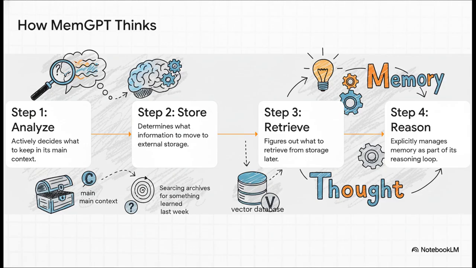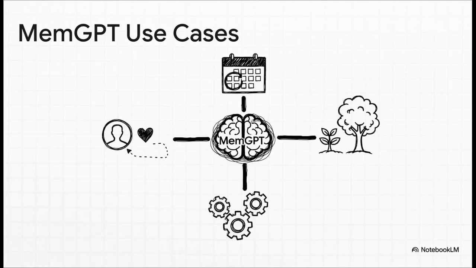Should I save this new fact to my long-term vector database? Wait, do I need to search my archives for that thing I learned last week? Memory management becomes a tool that the agent uses to reason. This whole active memory thing makes MemGPT perfect for a totally different class of problems.